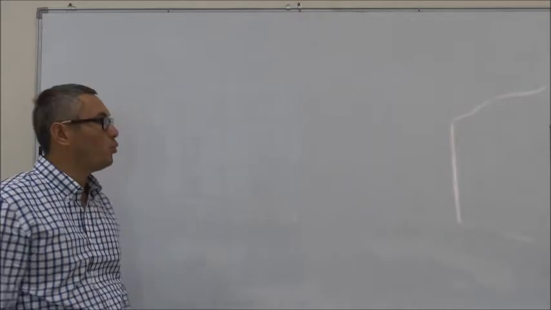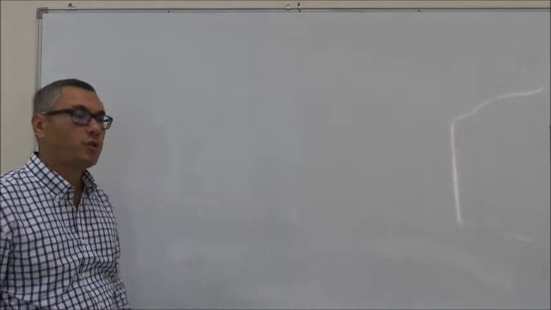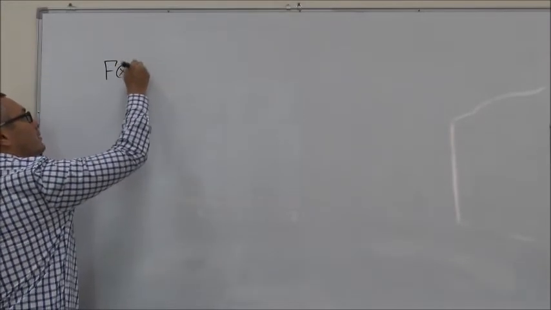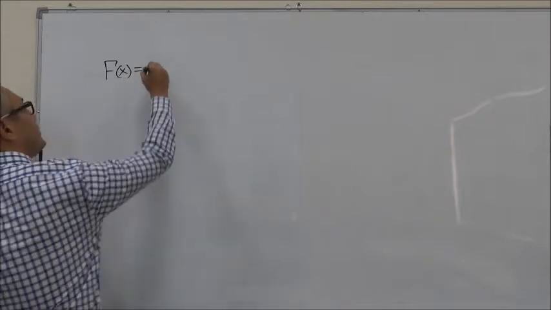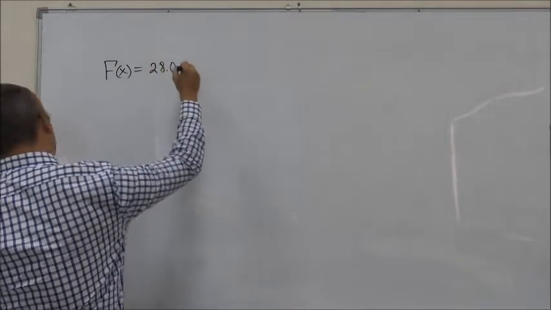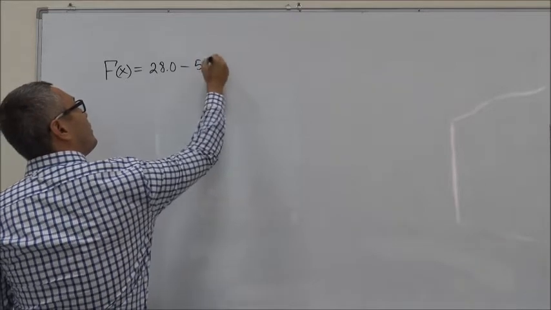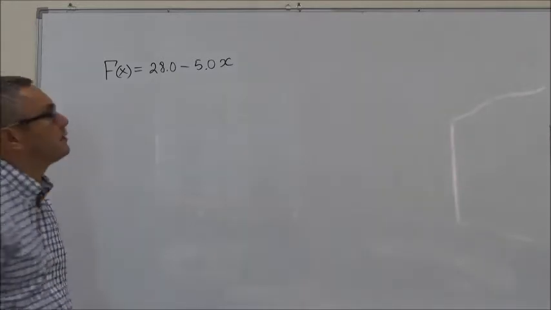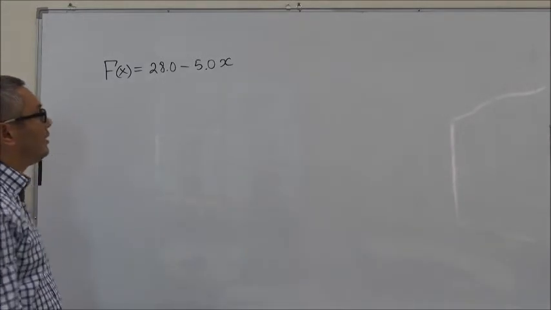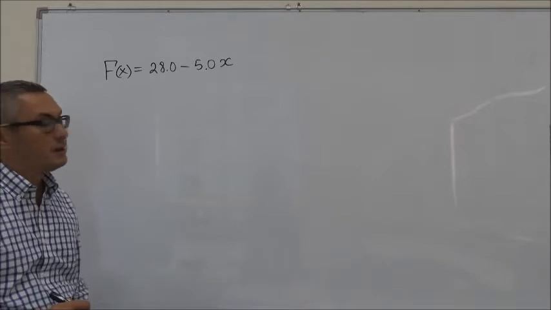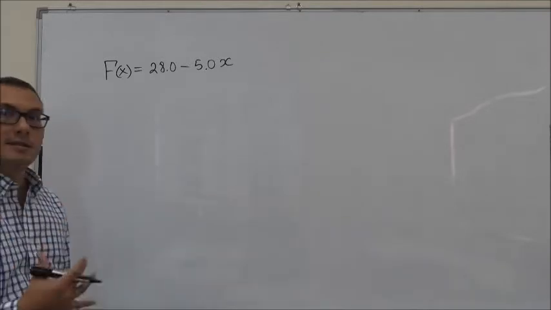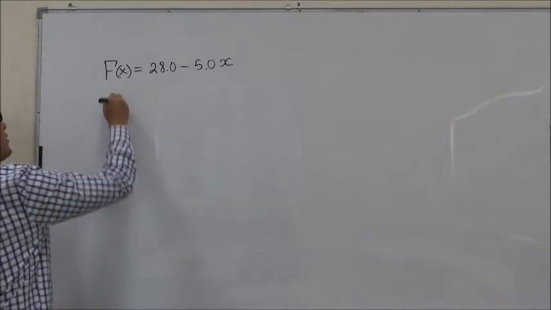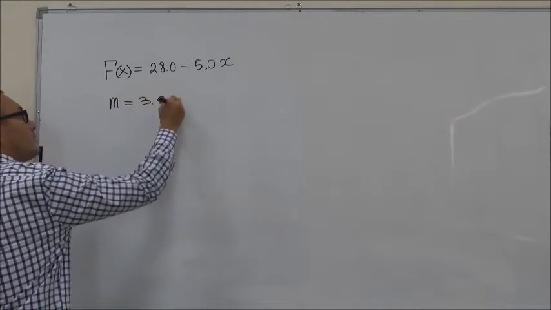So in this exercise, we are given a force which is changing with position. The force Fx is a function of x and is equal to 28 minus 5.0 x. And x is measured in meters and the force is measured in newtons. So this force is a horizontal force, which is a function of x, and is acting on a block of mass 3.9 kilograms. So the mass of the block is 3.9 kilograms.